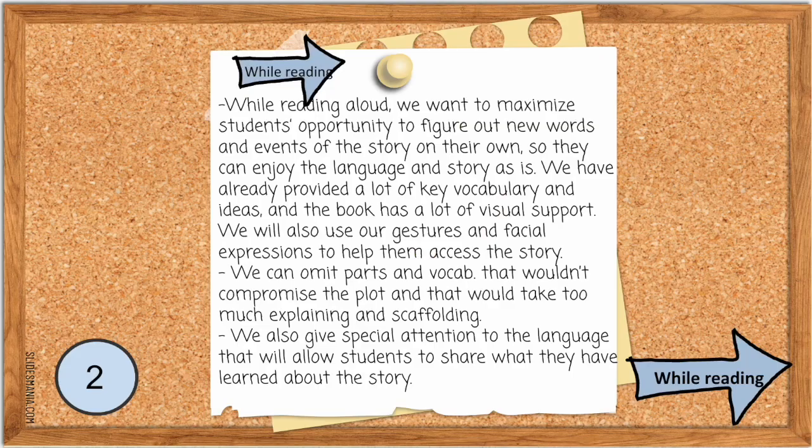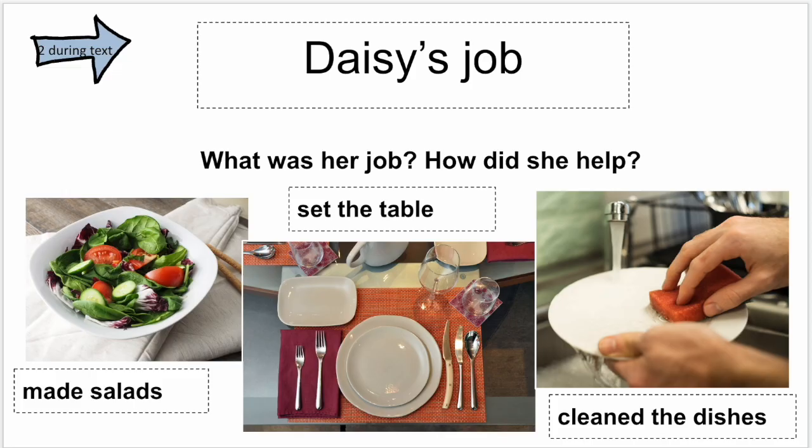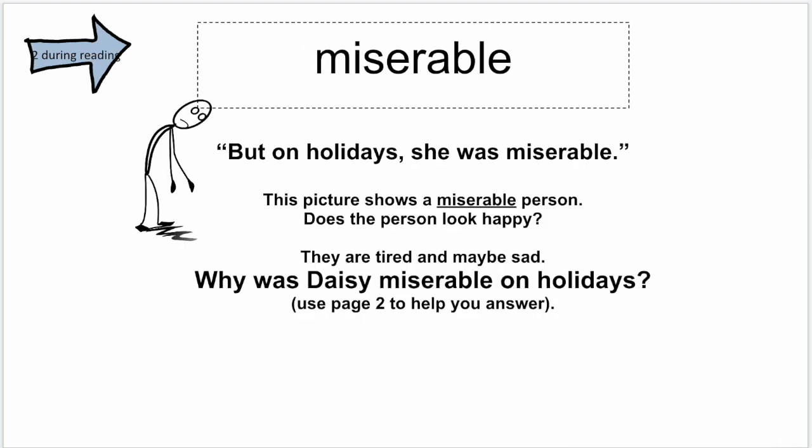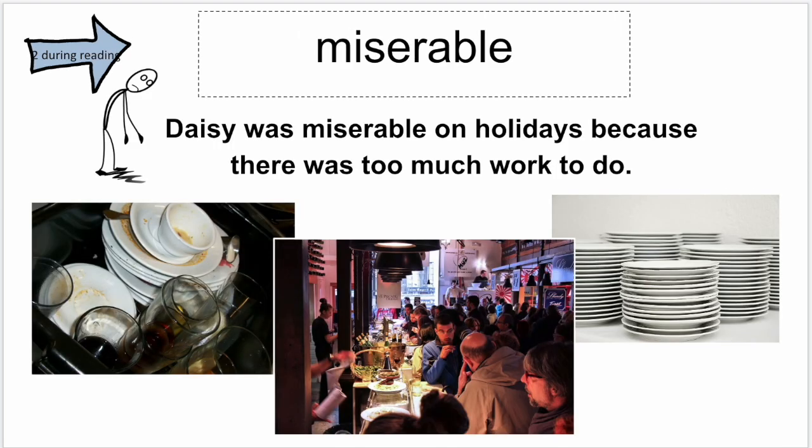Pets and unusual pets. Now, this is our while-reading activity. Because it was important for me to explain to my students how Daisy was feeling in the beginning of the book and then at the end of the book, I wanted to clarify all the jobs that she was doing in her restaurant and her feelings during the Thanksgiving dinner because there were too many dishes.